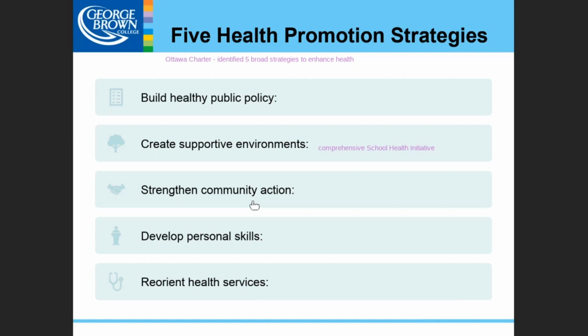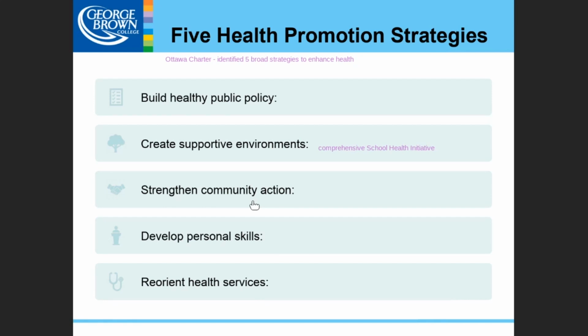So in Toronto, we have a lot of different co-op community gardens which the community keeps up themselves. They tend to the garden and plant things, and then people in the community can access the food, fruit and vegetables there. So that would be an example of the strengthen community action health promotion strategy.